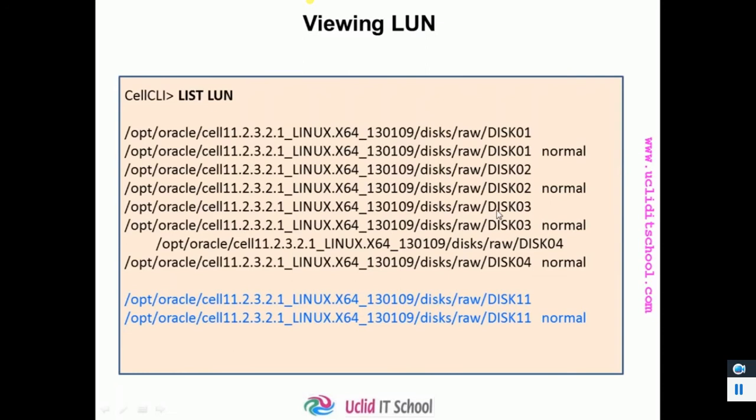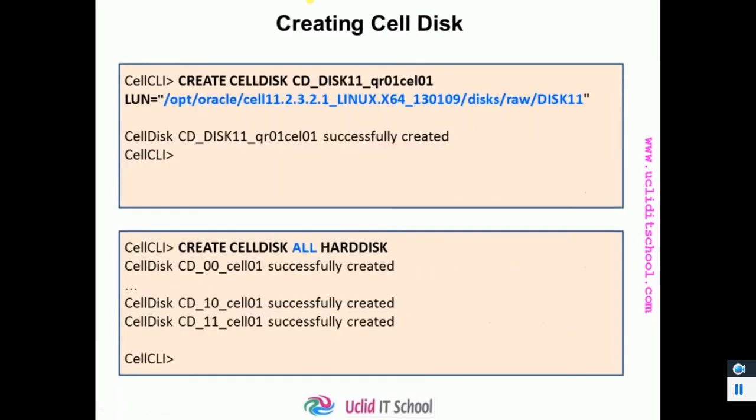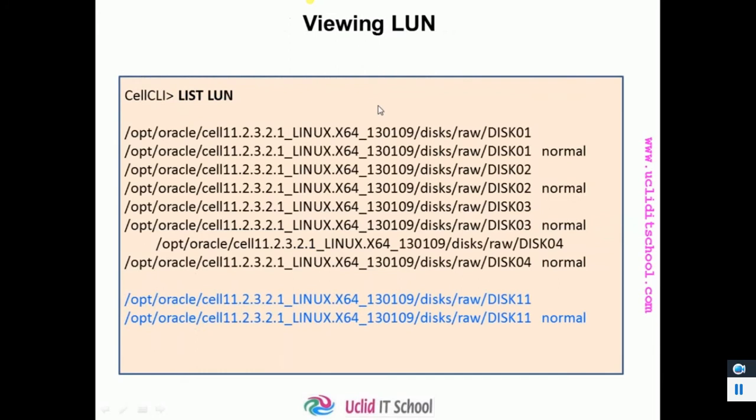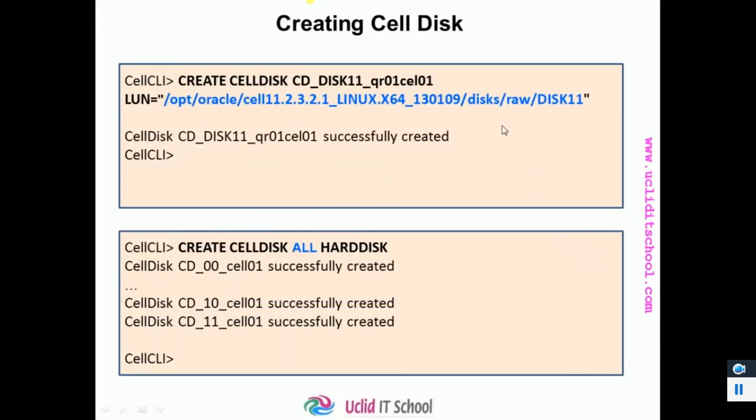Okay. So once the LUN is visible, now what you do on the LUN, you will create a cell disk. Create a cell disk name, and on which LUN you want to create it. From the earlier step, you will get the LUN name and you will mention that LUN name here. So this way you created a cell disk on that LUN.